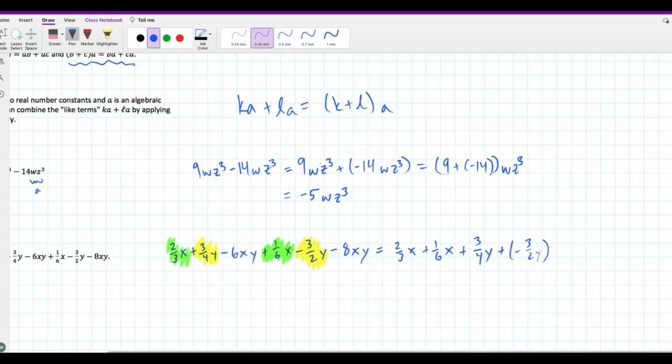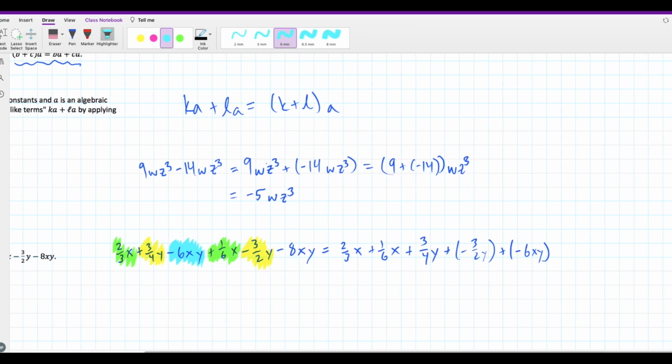So next up we have our negative 6xy here, which again I'm going to treat as plus negative 6xy as opposed to minus 6xy. And then I have another minus, so plus negative 8xy. Okay, so in order to combine these like terms, I'm going to end up adding some fractions.